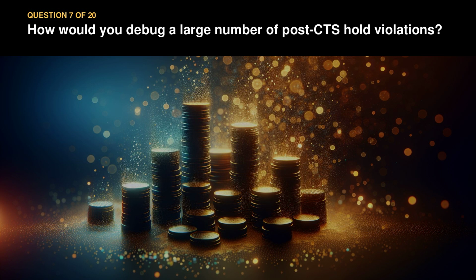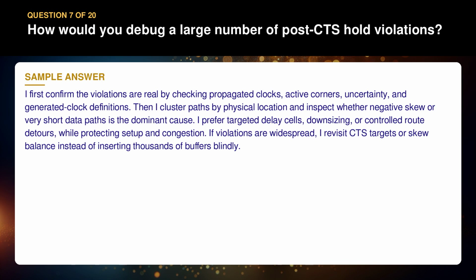Question 7. How would you debug a large number of post-CTS hold violations? I first confirm the violations are real by checking propagated clocks, active corners, uncertainty, and generated clock definitions. Then I cluster paths by physical location and inspect whether negative skew or very short data paths is the dominant cause. I prefer targeted delay cells, downsizing, or controlled route detours, while protecting setup and congestion.